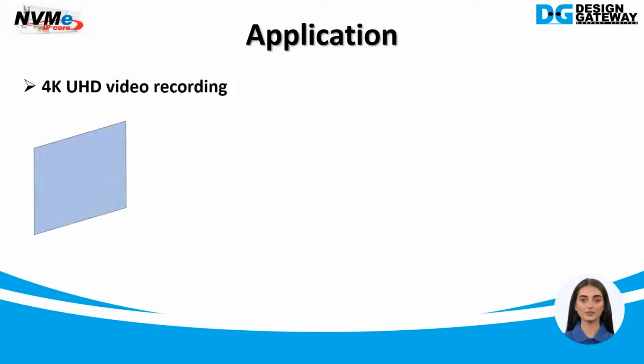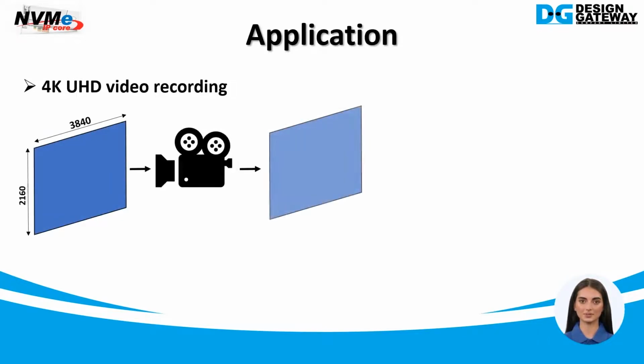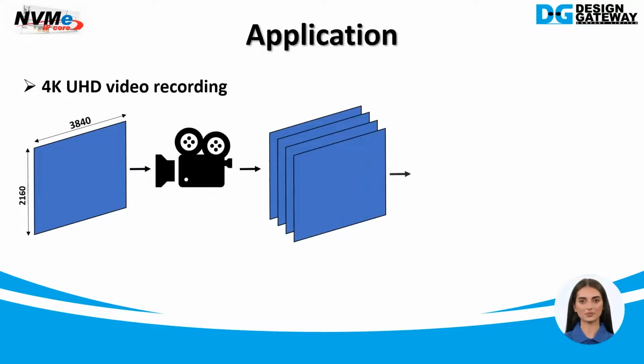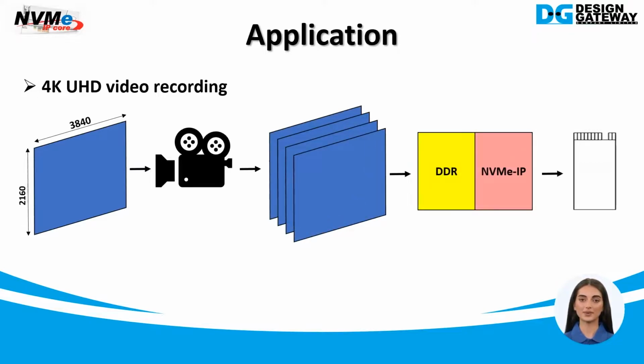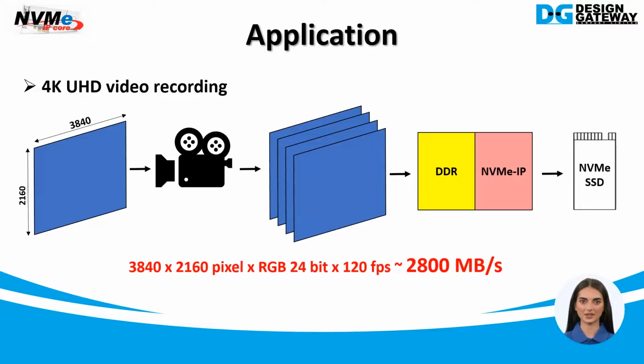One example application is 4K Ultra HD video recording at 120 frames per second. This application requires about 2800 MB per second at a sustained data rate, which can be implemented based on our NVMe IP Core DDR reference design.